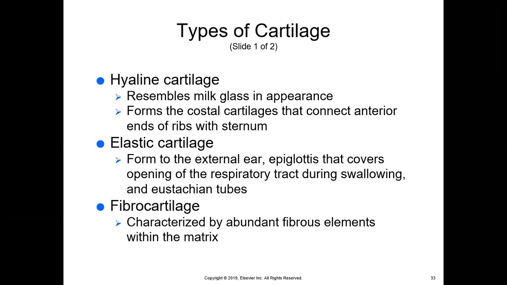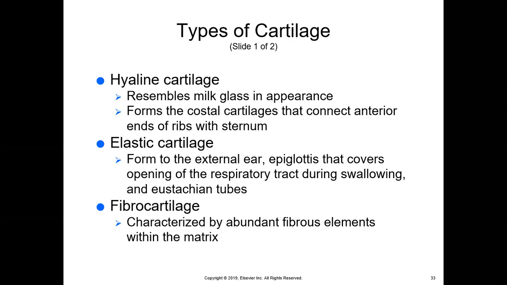Now let's look at the types of cartilage. You definitely need to know the types of cartilage and where they can be found, and some characteristics of each of these. So you have hyaline cartilage. It's shiny and kind of looks like milk. And it's found in articulating surfaces. So where bones are joined together at joints, you'll have hyaline cartilage, movable joints.